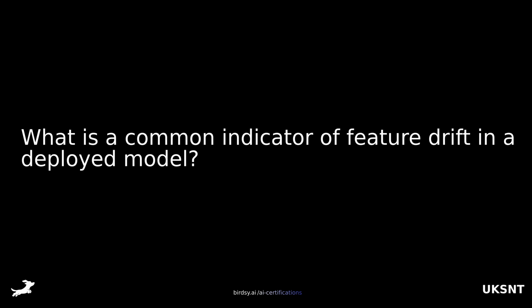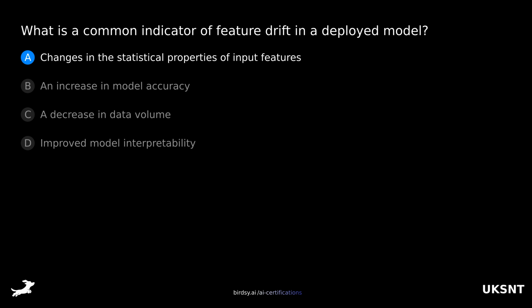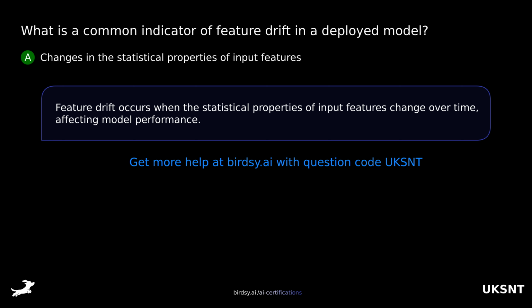What is a common indicator of feature drift in a deployed model? Is it A, changes in the statistical properties of input features? B, an increase in model accuracy? C, a decrease in data volume? Or D, improved model interpretability? The answer is A, changes in the statistical properties of input features. Feature drift occurs when the statistical properties of input features change over time, affecting model performance.